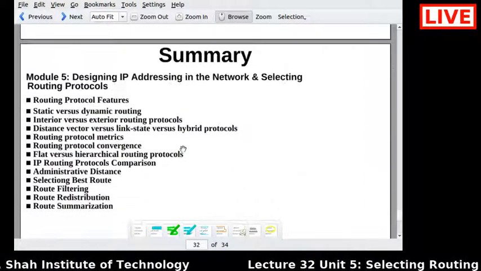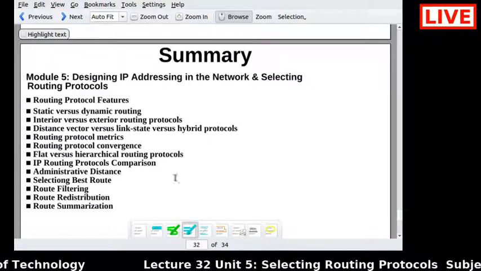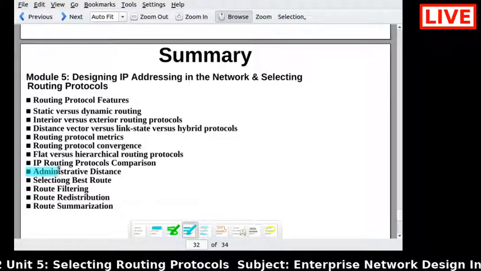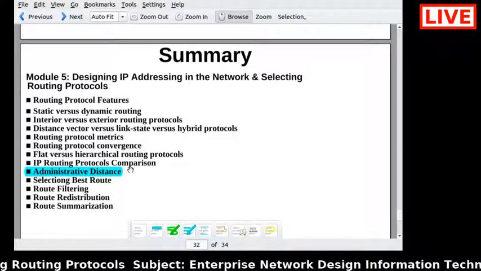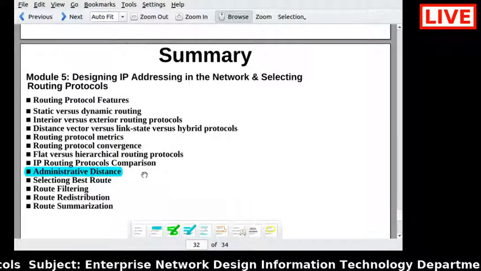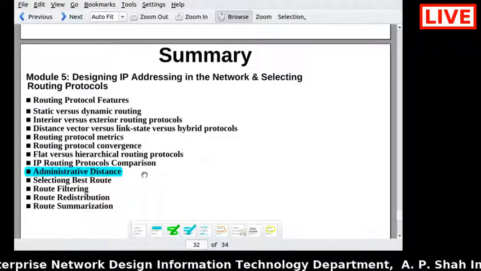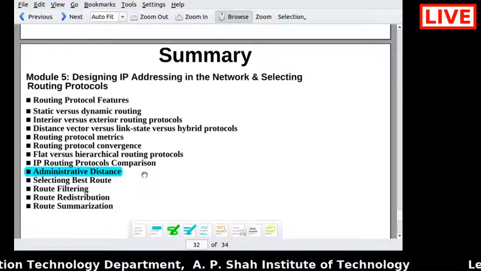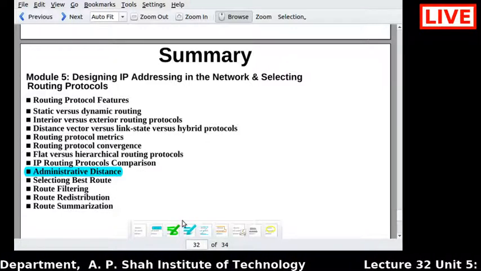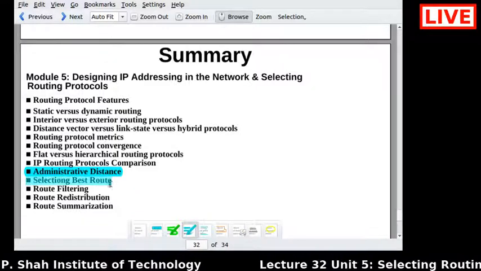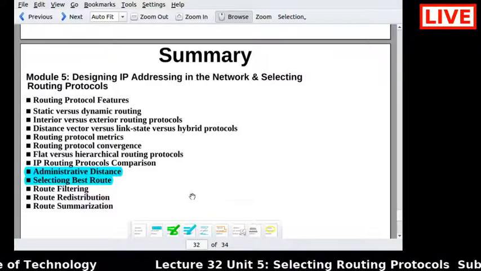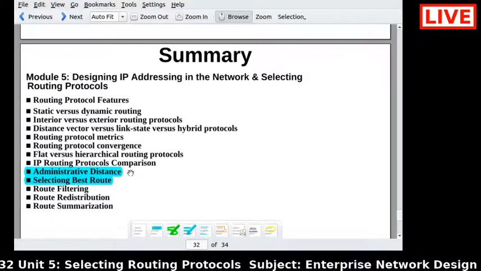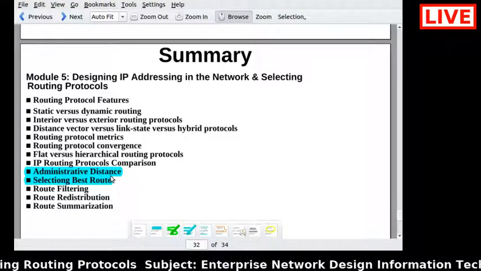So in this topic we discussed today the administrative distance. What do you mean by administrative distance? What are the different routing protocols with respect to the administrative distance? Each and every routing protocol's administrative distance we have demonstrated to you in a table. Then how you are going to select a best route, and what are the different criteria for selecting the best route. So you can use the administrative distance as one of the parameters, or one of the ways, to select the best route.